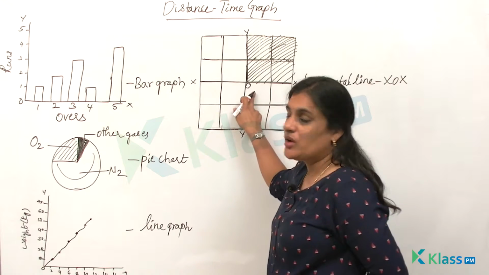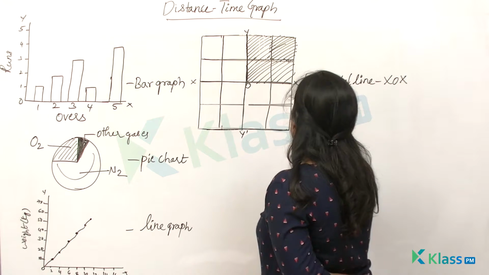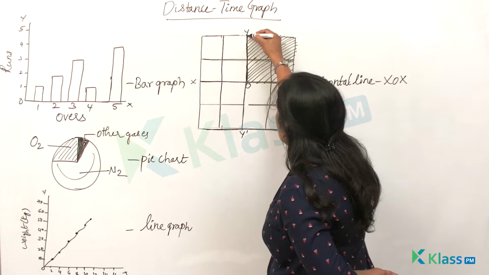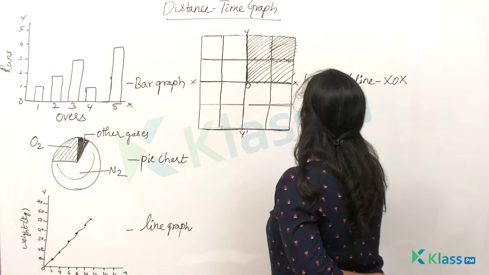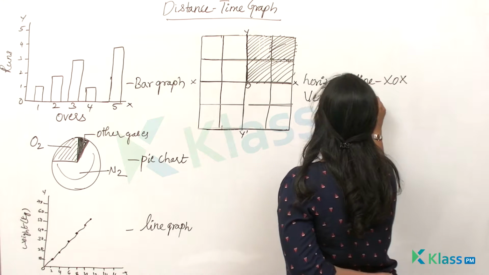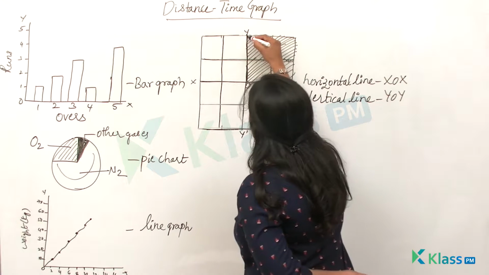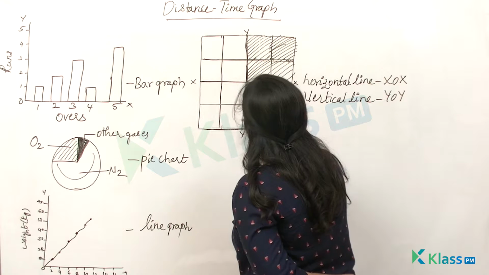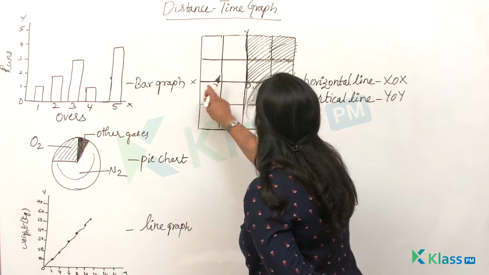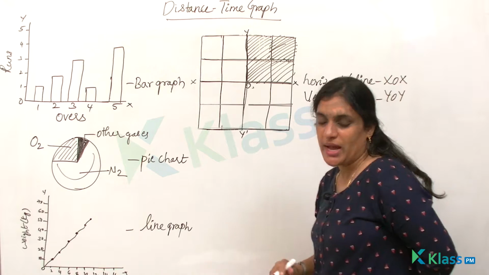The center where 2 lines meet is said to be O. And mark this vertical line. You can see the vertical line is marked as Y, O and Y, and the horizontal line is marked as X, O and X.